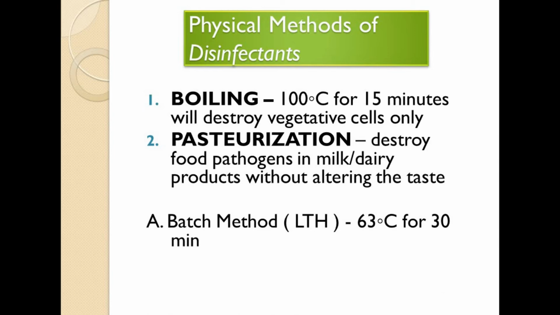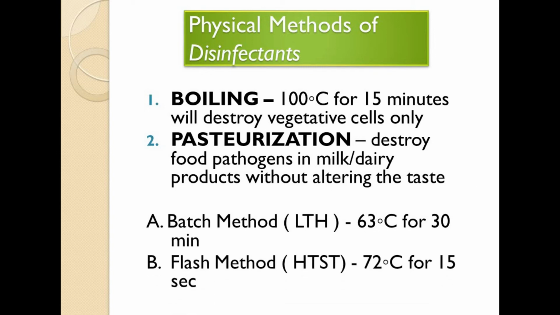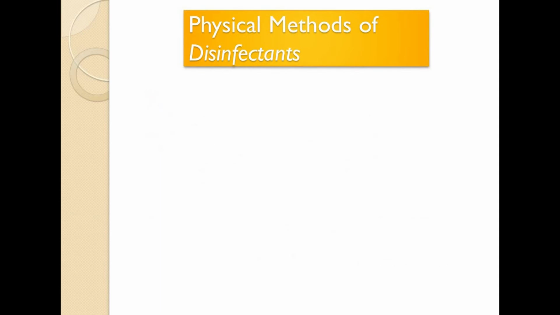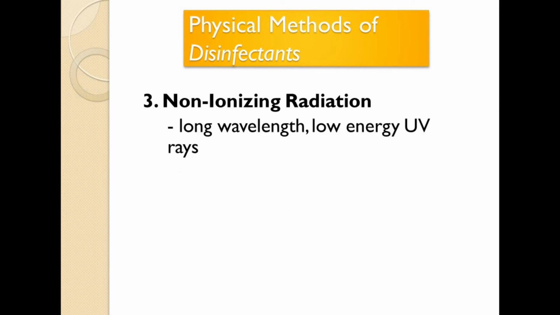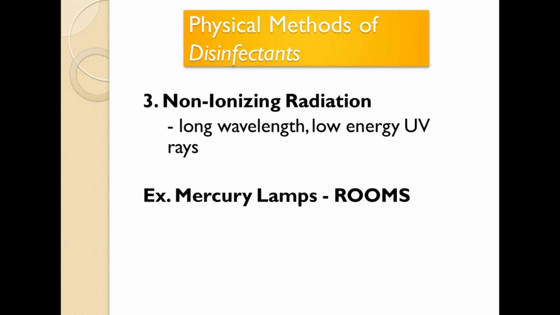Under pasteurization, there are different methods. We have the batch method, which heats at 63 degrees Celsius for 30 minutes, and we also have the flash method, 70 degrees Celsius for 15 seconds. The flash method is very fast. We also have another physical method of disinfection, non-ionizing radiation. It uses long wavelength, low energy ultraviolet rays. An example is mercury lamps. These are commonly used in rooms, especially in hospitals. After the discharge of a certain patient in a hospital, they use a UV lamp to disinfect that room.